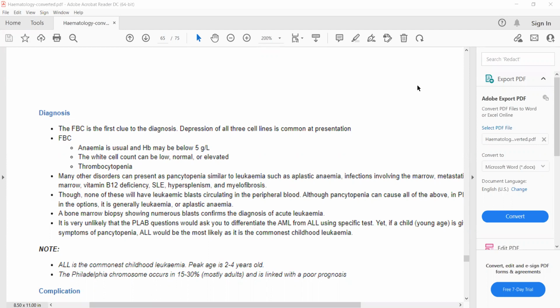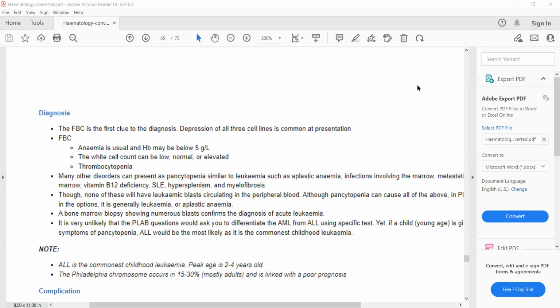So the presentation of ALL is pancytopenia. AML can also present with features of pancytopenia. There's one other important disease that presents with features of aplastic anemia. So how are you going to differentiate between acute leukemia and aplastic anemia?